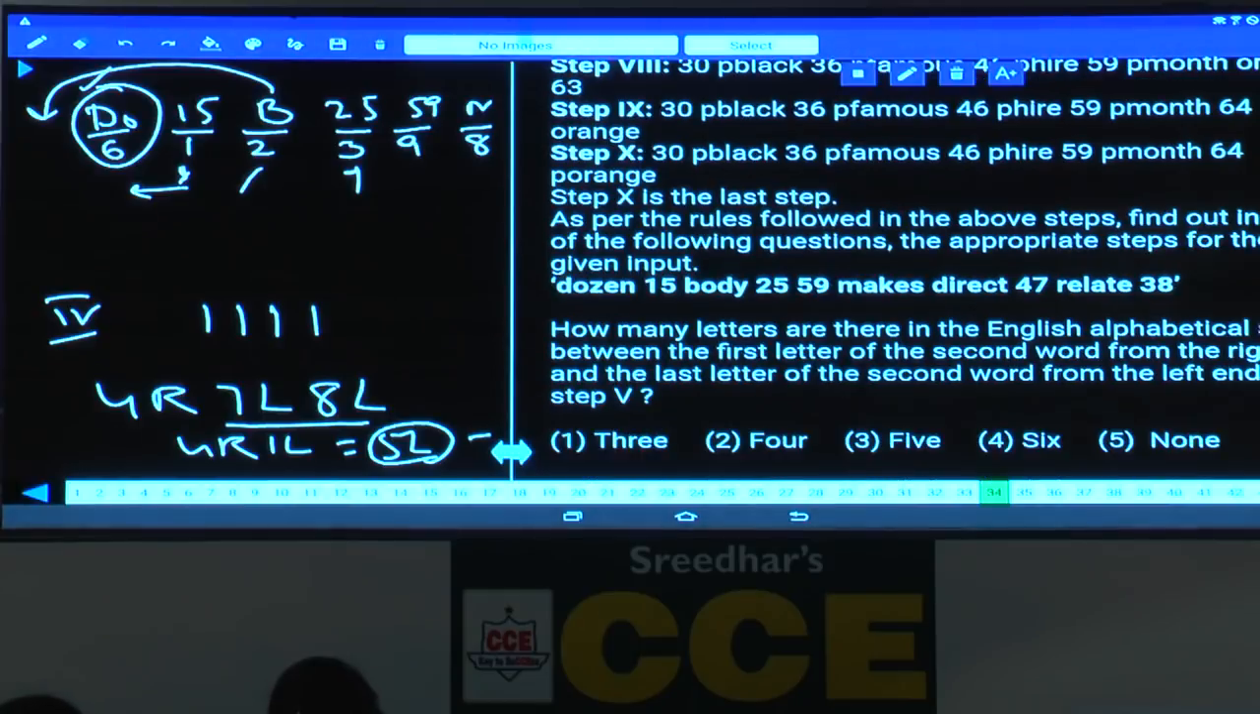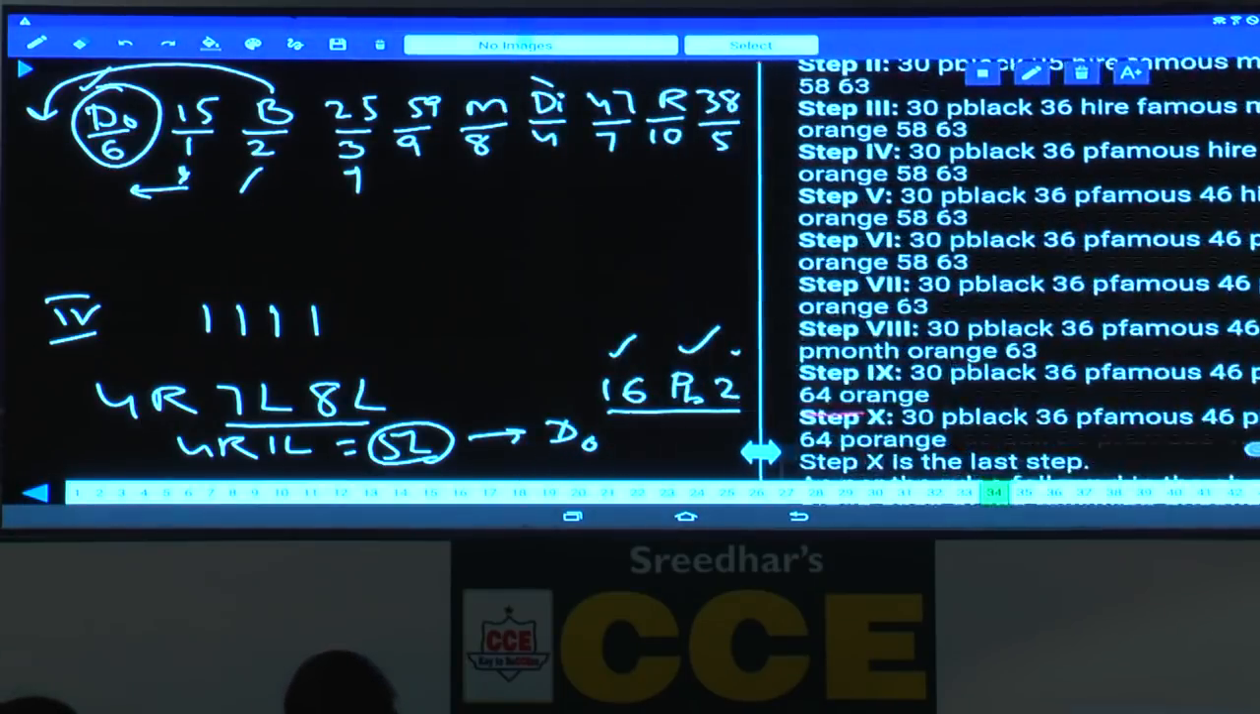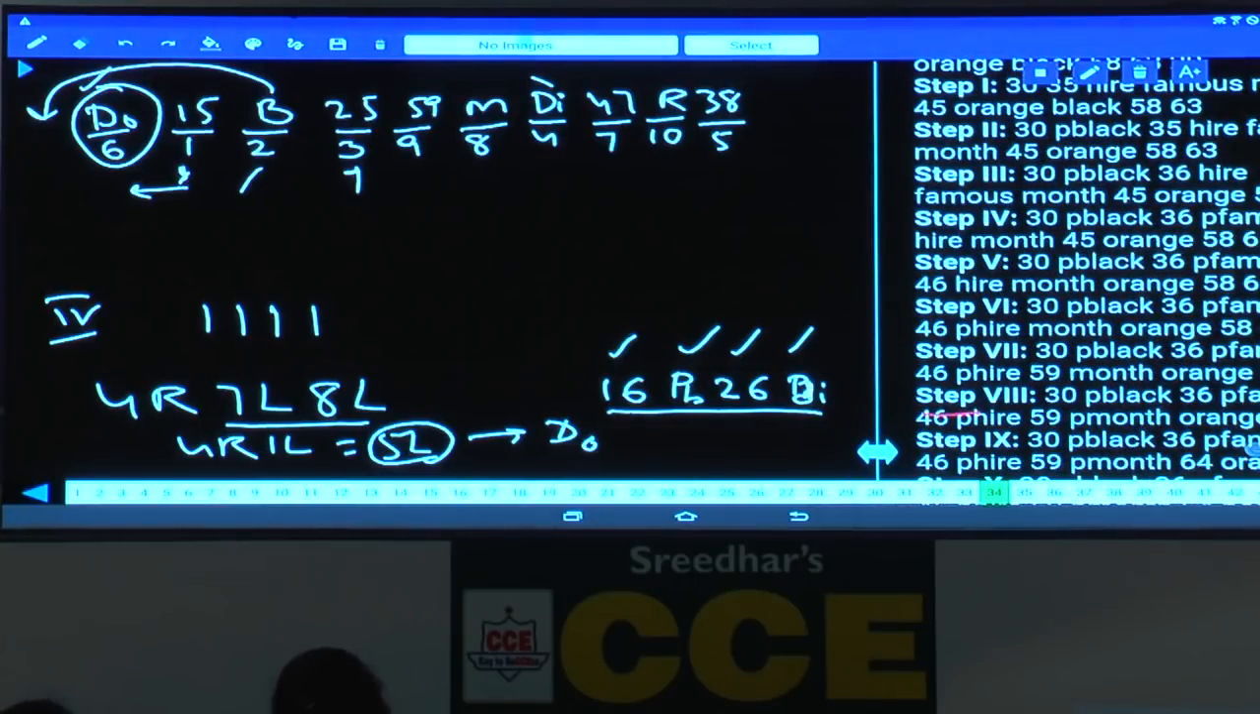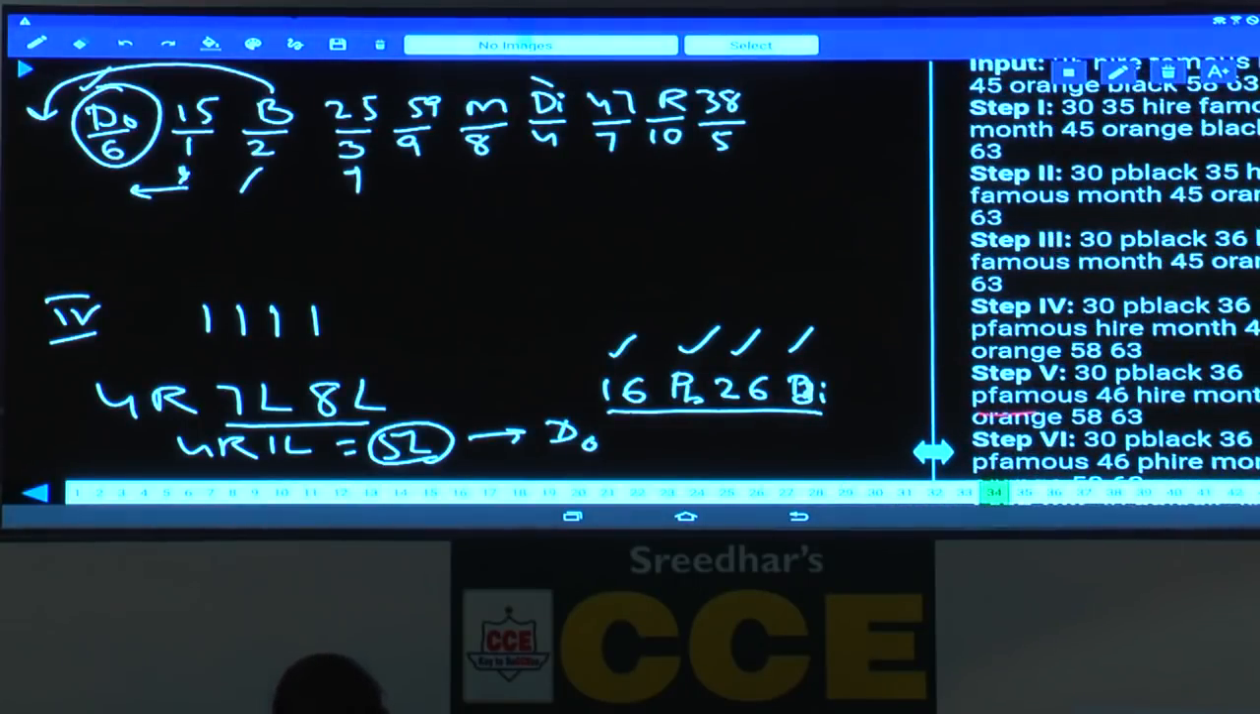Then, question number 34. How many letters are there in the English alphabet series between? Now the question is about what? In step 5. Now tell me what should happen in step 5 here. In step 5, now these are 4 steps. Now in the 5th step, what should happen here after PDI? And the next number should be 16, 26, next 39. Now this 39 will also be arranged by step 5, isn't it?